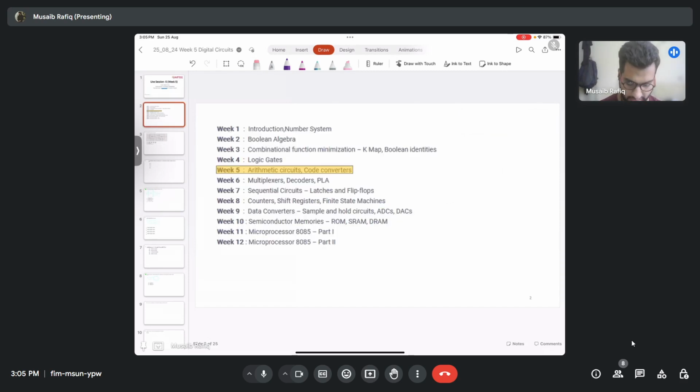So this is week 5. In this week 5, we'll be discussing problems related to arithmetic circuits and code converters. Mostly it will be based on the implementation of logic functions using multiplexers. And also we'll be seeing some problems pertaining to binary coded decimal, that's the BCD, 8421 representation, that's the other name for that. And also some problems related to decoders and encoders. We'll be looking at those.